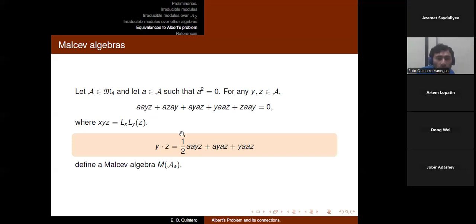In this case, if we define a new product over the vector space A in the following way, y times z being 1/2 of yz plus yaz plus yaaz, this product defines a Maltsev algebra, and that Maltsev algebra depends on a, because a must satisfy that a squared is 0.